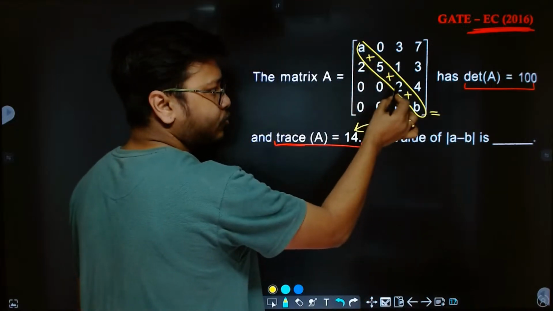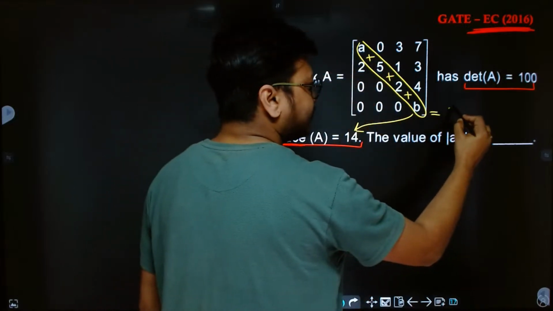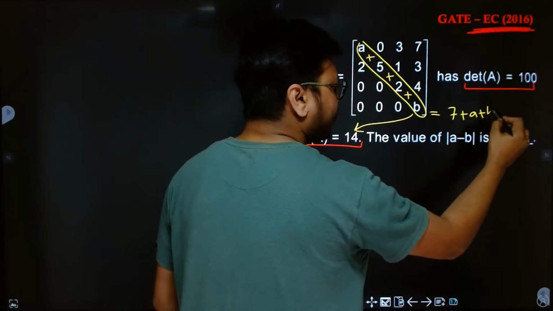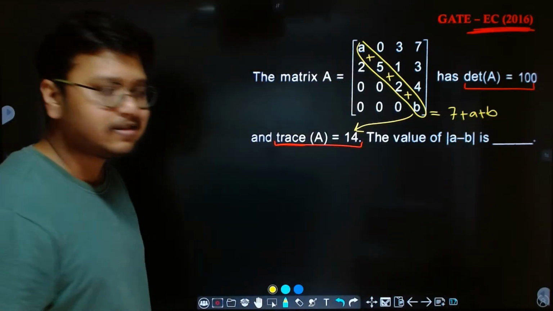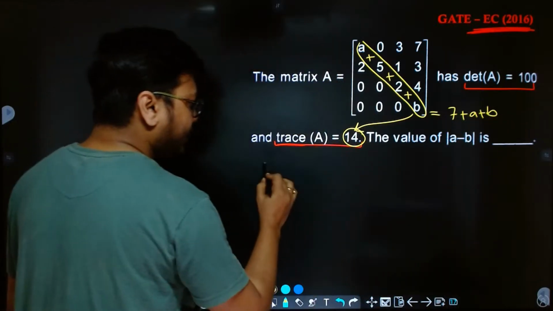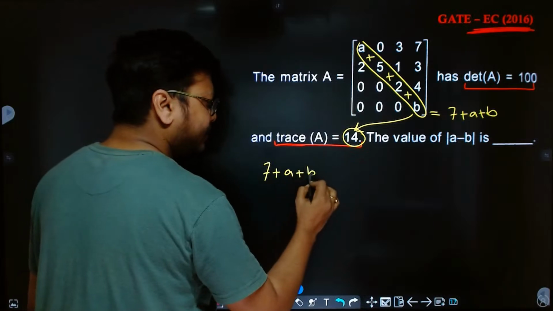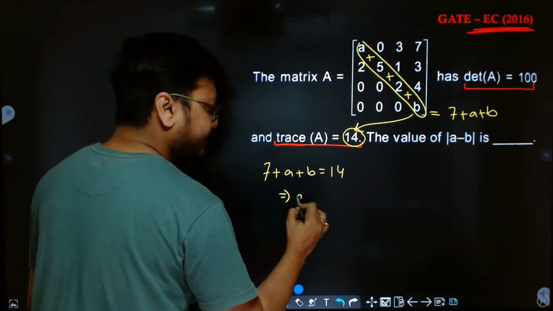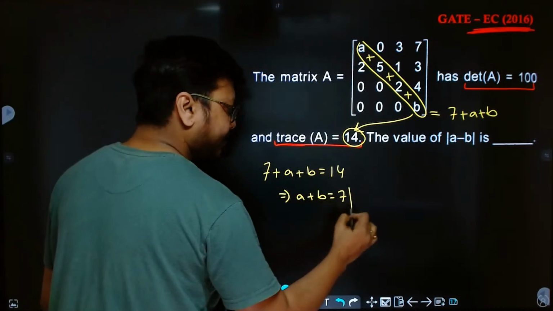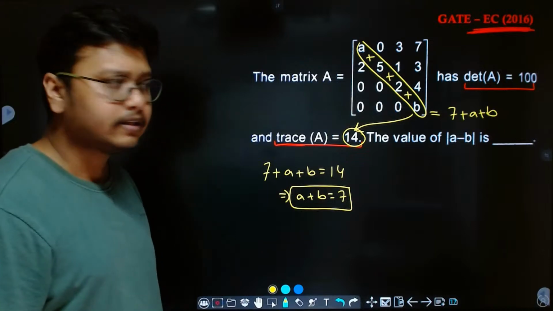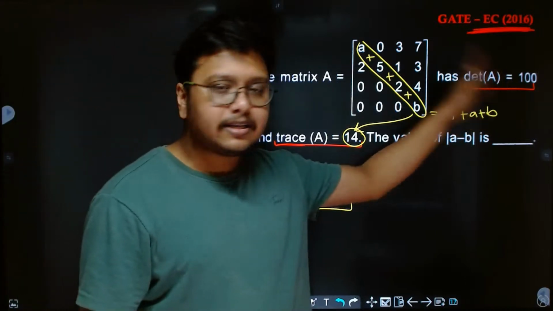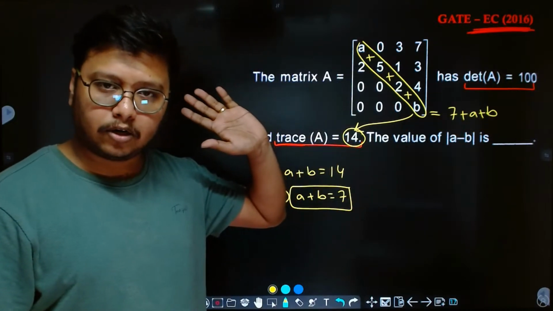If you add these elements, how much will you get? A plus 5 plus 2 plus B, that means 7 plus A plus B, and this is equal to 14. So 7 plus A plus B is 14, which means A plus B is 7. Now the determinant is 100, so let's find the determinant also.